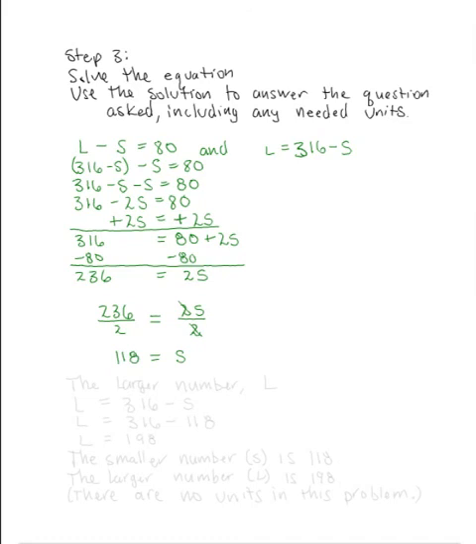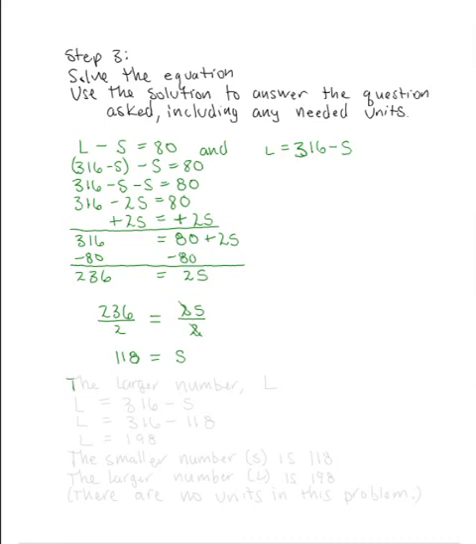Okay. So we've done something significant. We have determined that the variable s is equal to 118. And remember, back in step 1, we defined s to represent the smaller number. So we've actually found the smaller number. The smaller number is 118. Now all that remains to do is come up with the larger number.